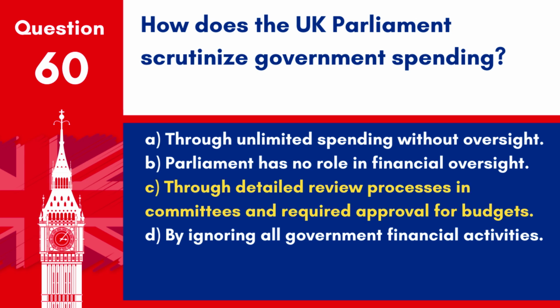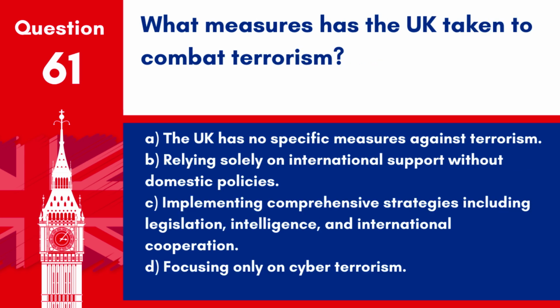Answer: C. Through detailed review processes in committees and required approval for budgets. The UK Parliament plays a critical role in scrutinising government spending, ensuring accountability and transparency through various committees and formal approval processes. Question 61. What measures has the UK taken to combat terrorism?